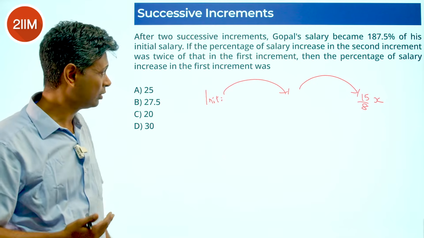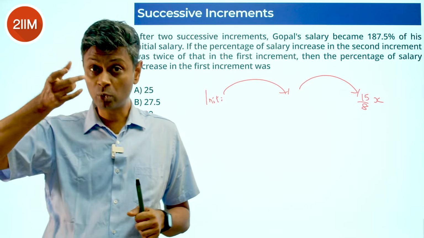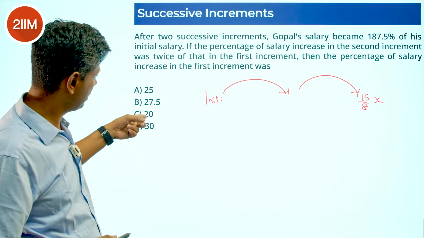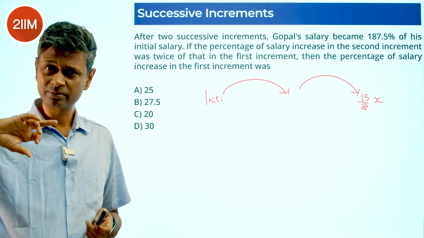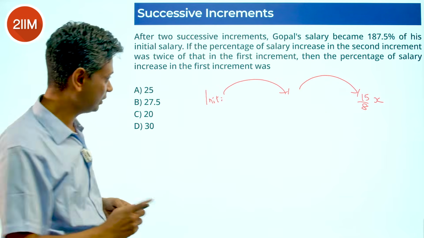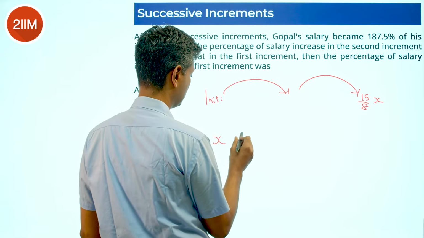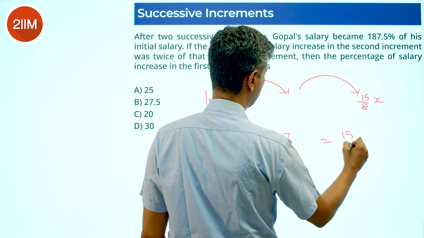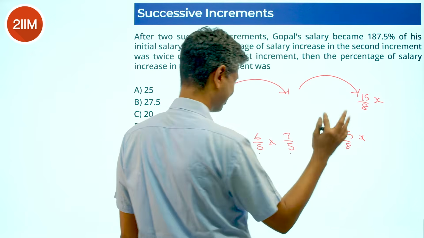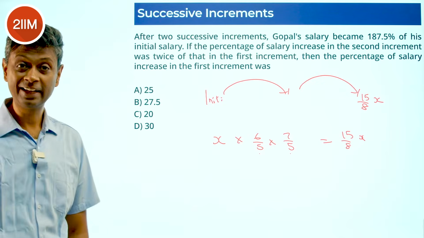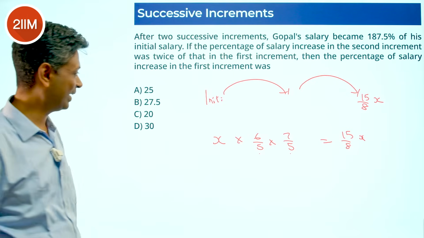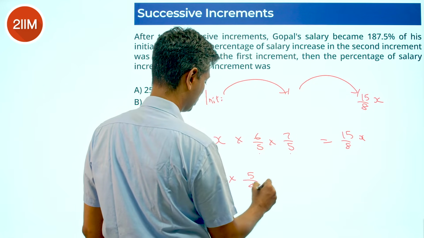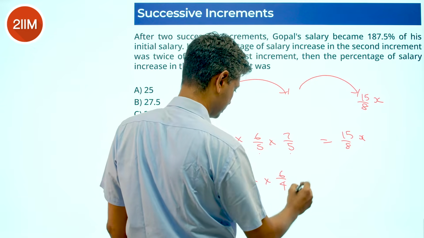Suppose it were 25%, it will be 5 by 4, and 50% is 3 by 2. So 20% would be 6 by 5 into 7 by 5. So whatever this x into 6 by 5 into 7 by 5, is it 15 by 8 of x? No. It's a by 8 there. So I'm looking for some by 4 somewhere. So x into 5 by 4 into 6 by 4.